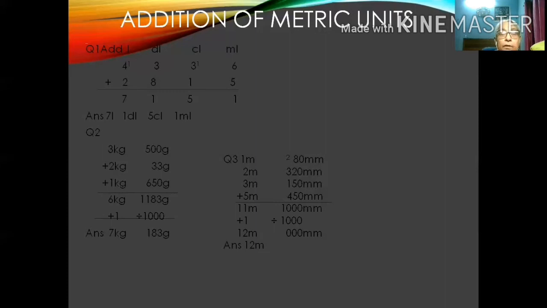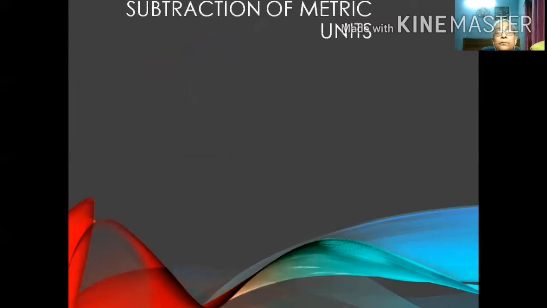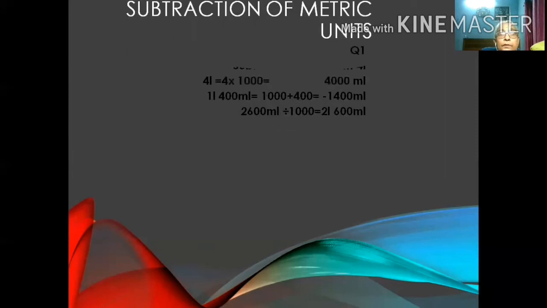Now comes subtraction. Subtraction of the metric units. Question number 1. Subtract 1 liter 400 milliliter from 4 liter.